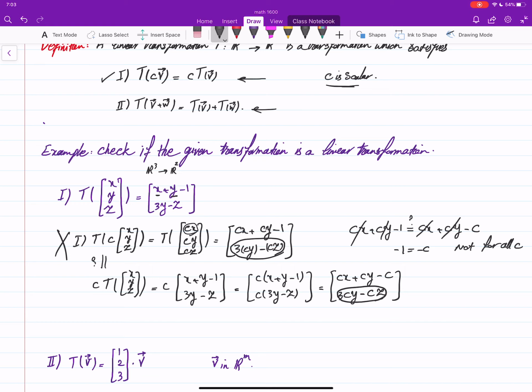Actually, you can check that this transformation does not satisfy the second condition too. It doesn't send vector addition to vector addition. Okay, so this is not a linear transformation.